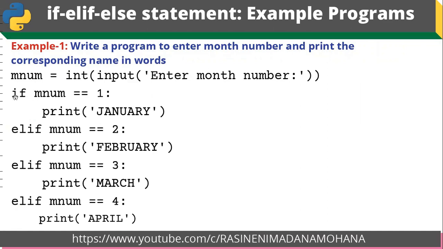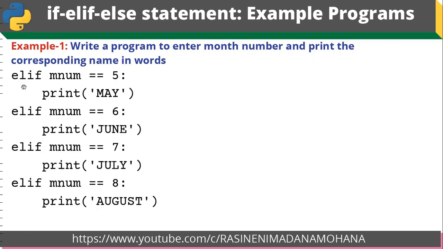Now the condition: if month number equal to 1. Whenever you enter 1, it displays the corresponding name in words. What is the month name equivalent to 1? January. So if mnum equal to 1, print January. Then elif, we are checking multiple conditions using elif. Elif month number equal to 2, print February. Elif month number equal to 3, print March. Elif month number equal to 4, print April. And so on. Elif month number equal to 5, print May.